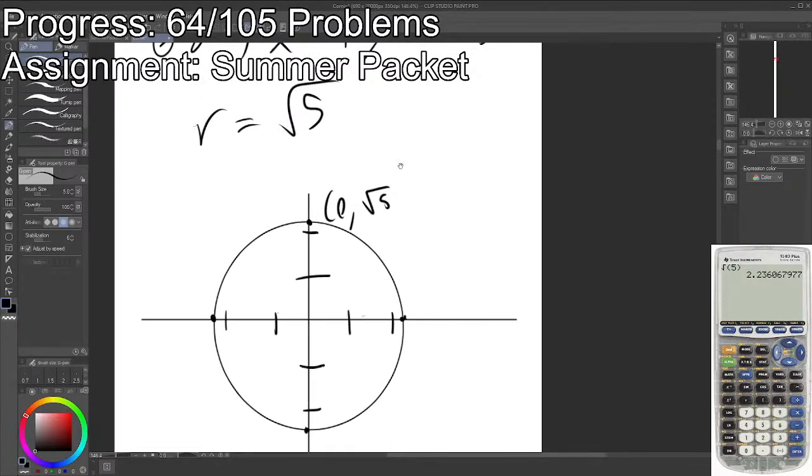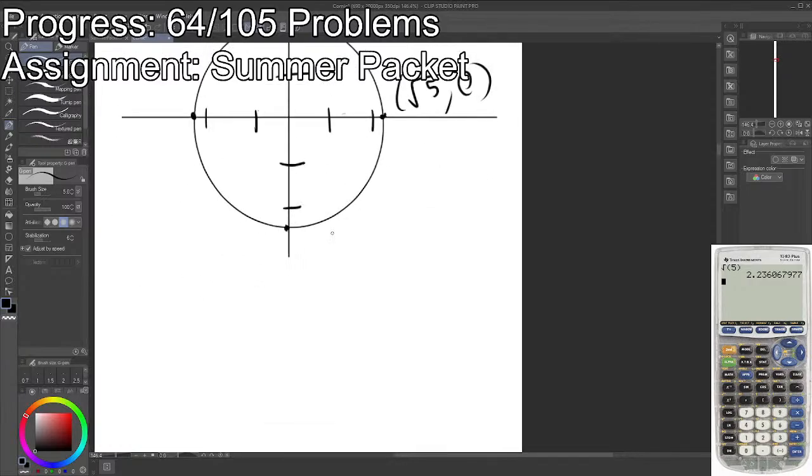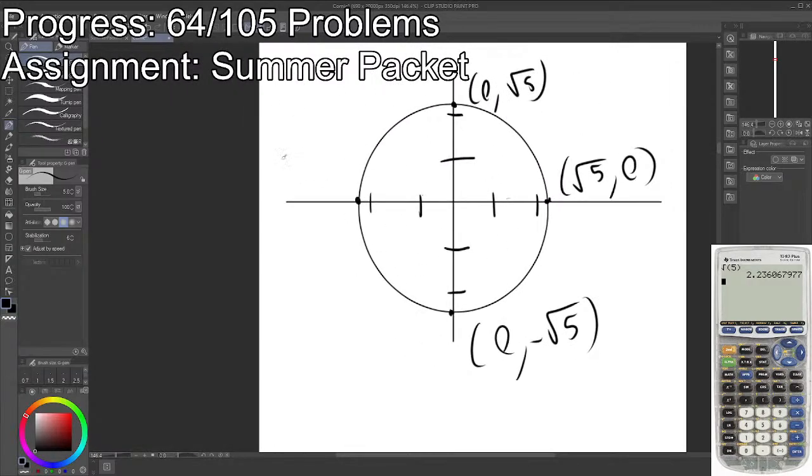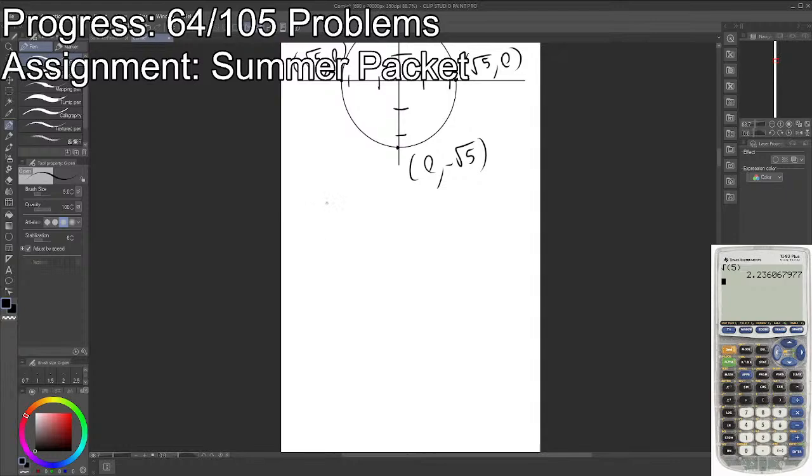0, square root of 5. Square root of 5, 0. Negative square root of 5, 0. 0, negative square root of 5. Easy. Easy problems. 65 done.